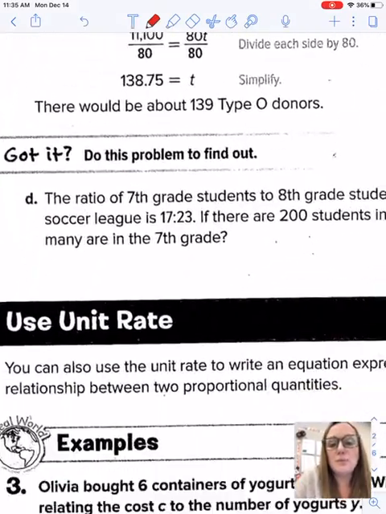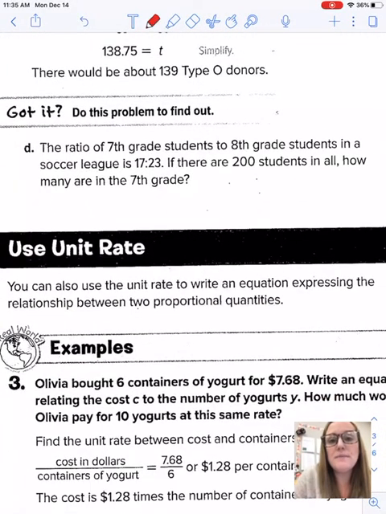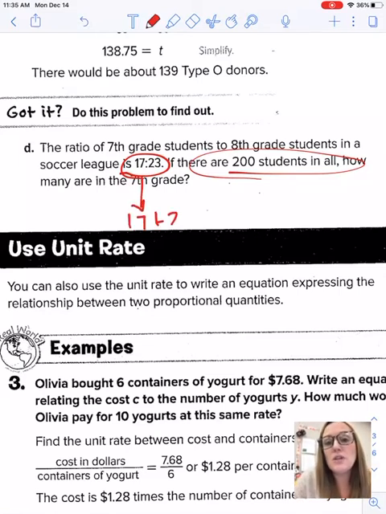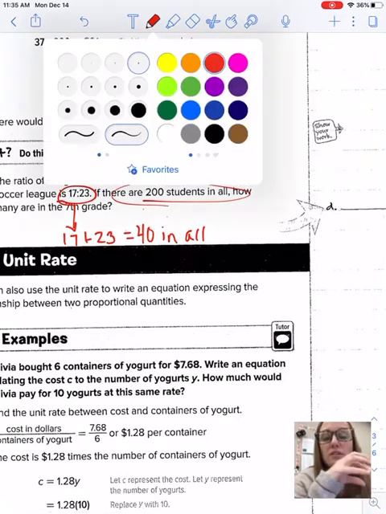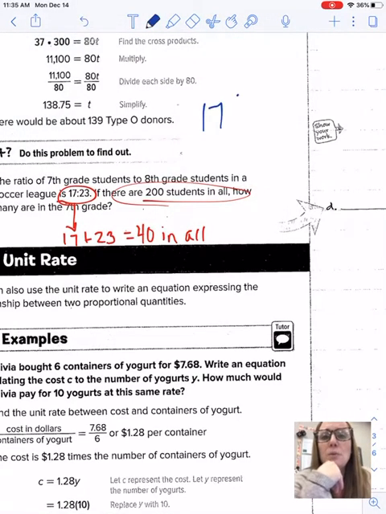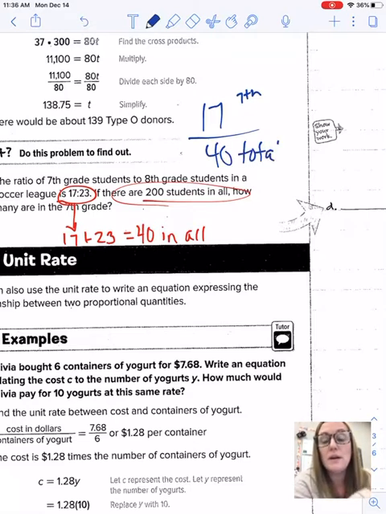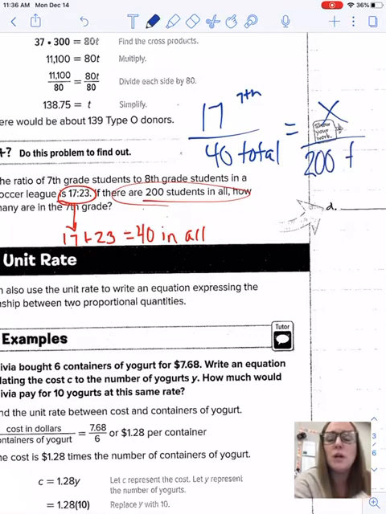All right, let's set up a proportion on our own. Letter D. We have the ratio of 7th grade students to 8th grade students in a soccer league is 17 to 23, but there's 200 students in all. How many would there be in 7th grade? So the key word there is in all. So you have to add the 17 and the 23 to show that there's 40 students in all in that soccer league. And there would be 17 7th graders out of the 40 total that we were talking about in that little sample. So how many students would that be out of 200 total?